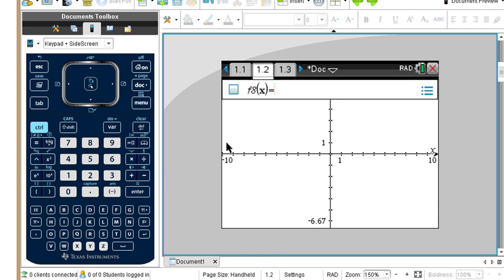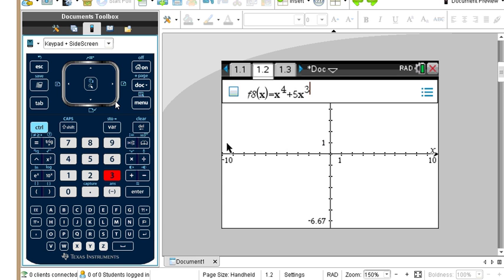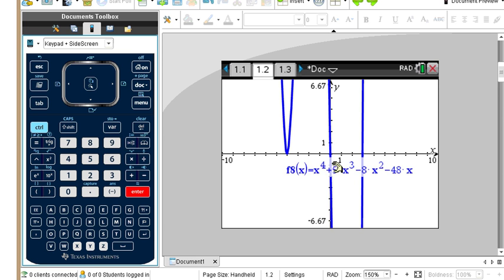For this one we have x to the 4th plus 5x cubed minus 8x squared minus 48x. I tried to preload most of these, but I just omitted this one. And we graph this function. This is what we get.